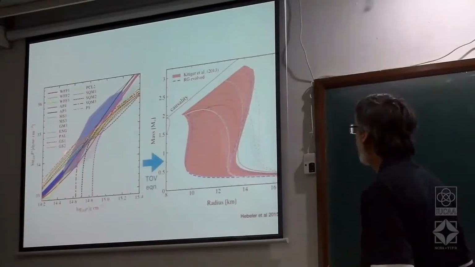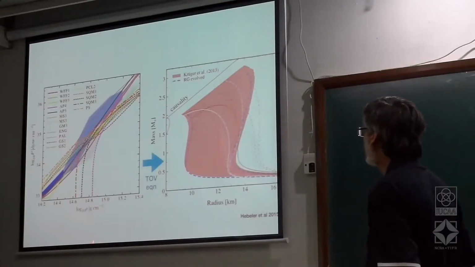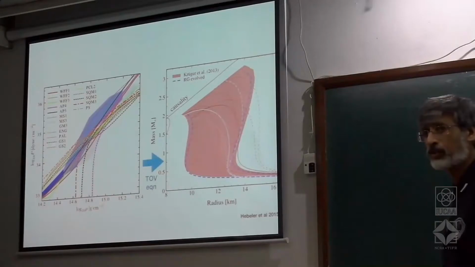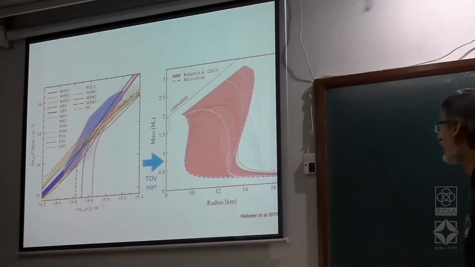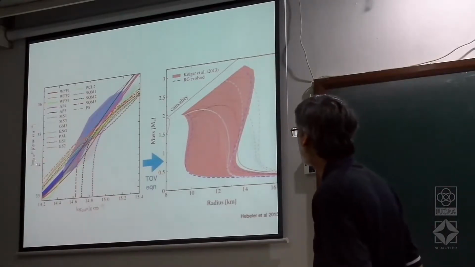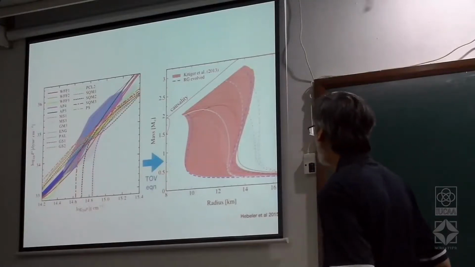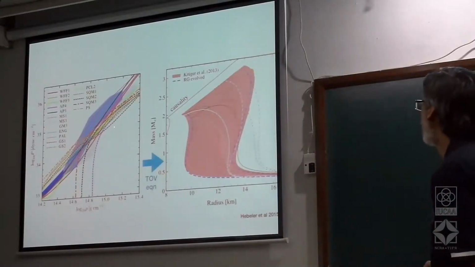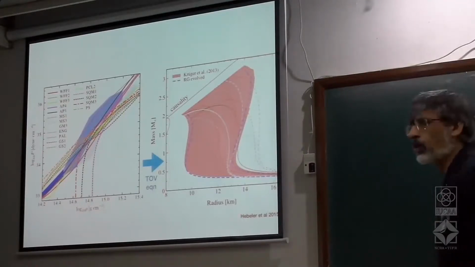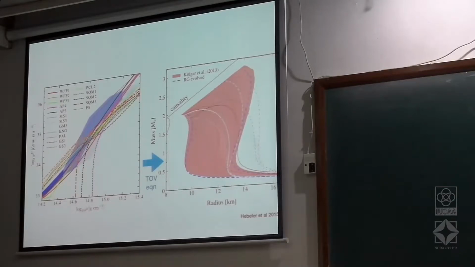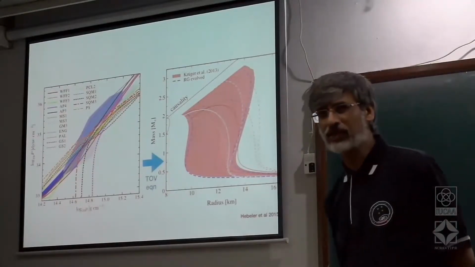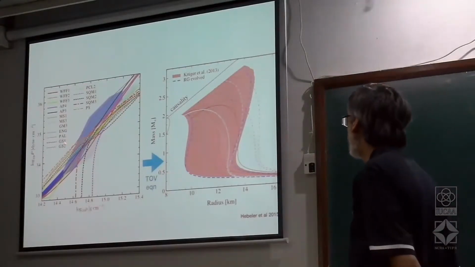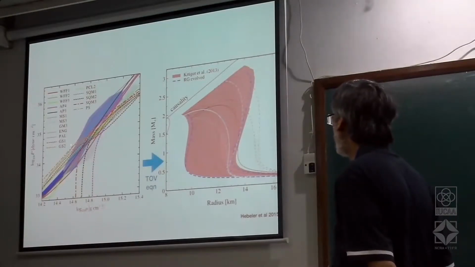So now you have all these zillions of models, only a few are plotted here. These are equations of state. This is pressure versus density. And this blue region shows you allowed equations of state which satisfy all these constraints. So all those which fall within this blue region are allowed.